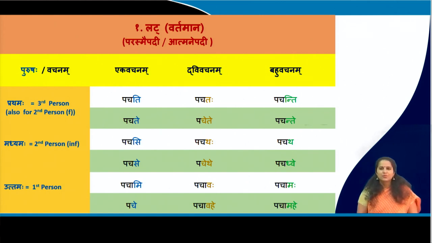So, I've just given you in a format that will help you do a little bit of a comparative study of the parasmaipadi and the atmanepadi forms. And you see, you've got pachati and pachate, pachasi and pachase. So, e becomes a generally, pachami and pache, it's a little different. And then, basically, look at all the different forms to become a little more familiar with the application in these two kinds of conjugations of the same verb.